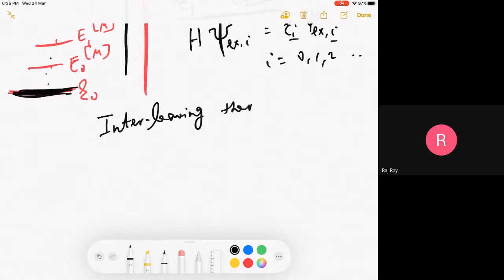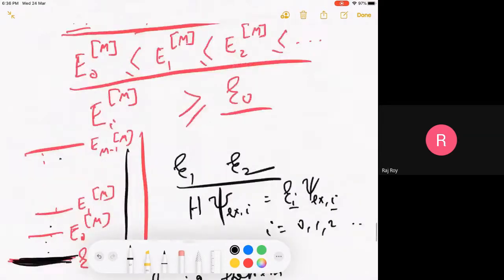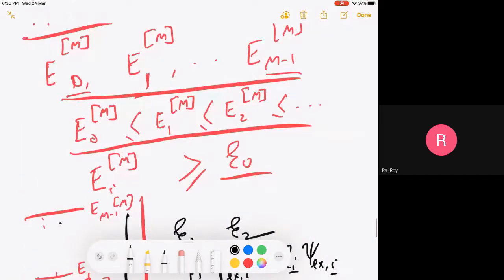Interleaves. It gives you a very good handle to look at bounds for the excited states in linear variation. I'm only talking about linear variation. Please remember that now.